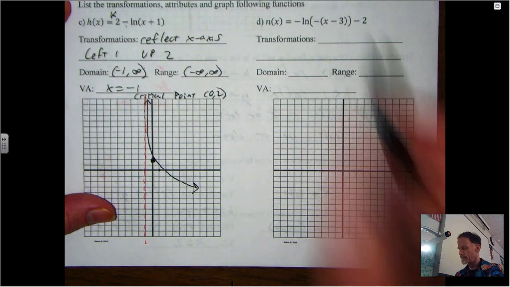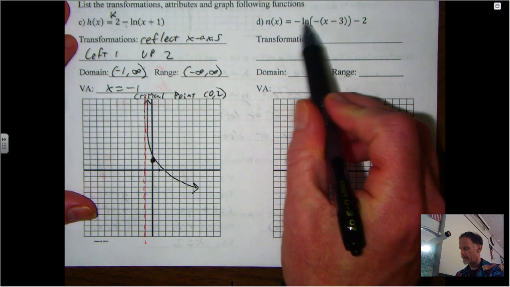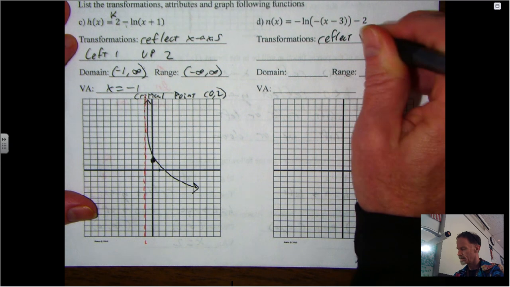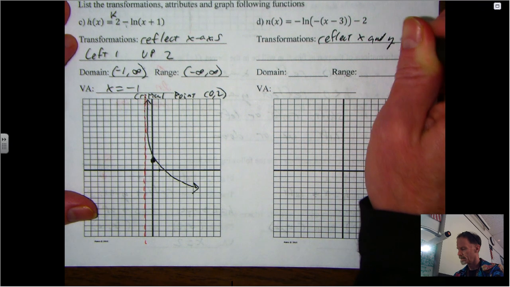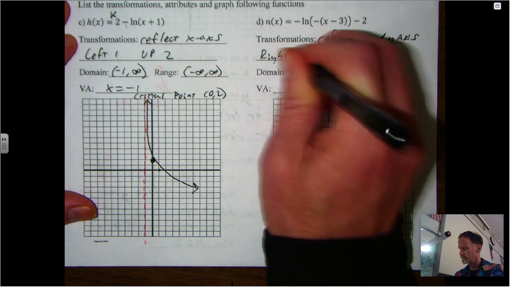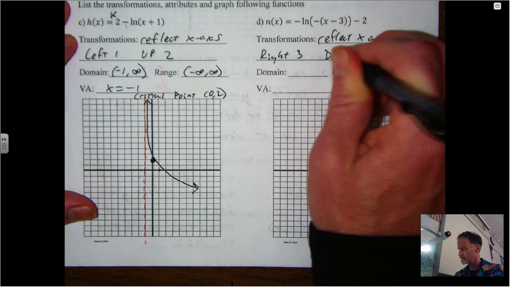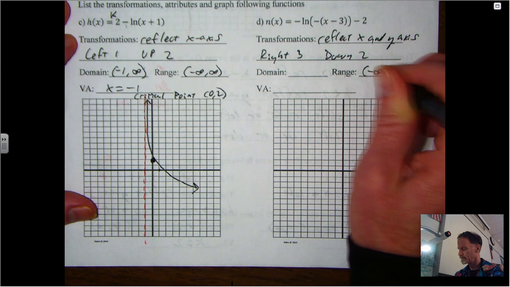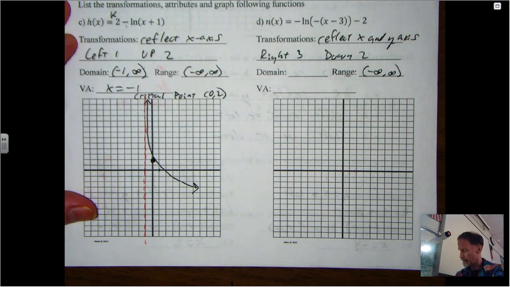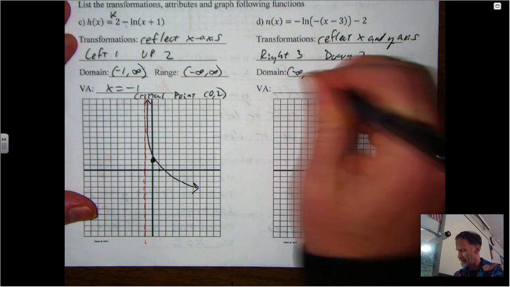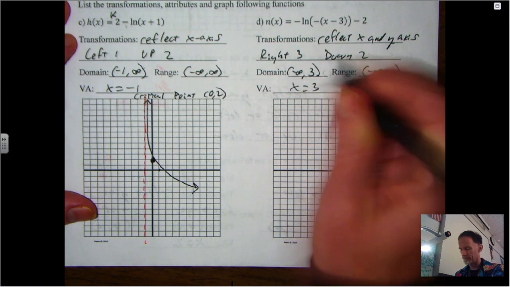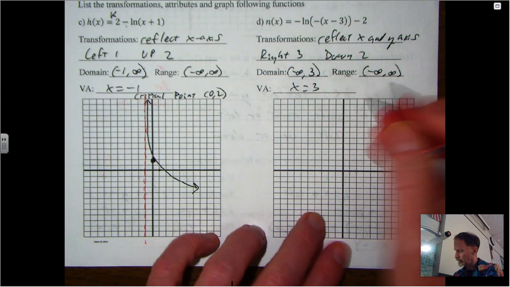And then last one, this has the whole caboodle. So reflecting across both axes. It's going right 3 and down 2. And again, since it's going across the y-axis, my domain is kind of backwards. So negative infinity to 3. And the VA, x equals 3. So 1, 2, 3.